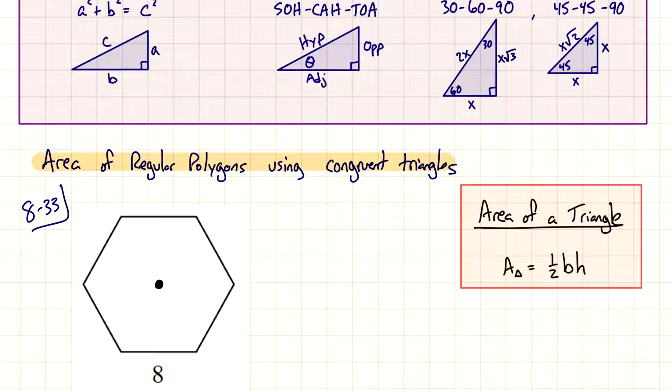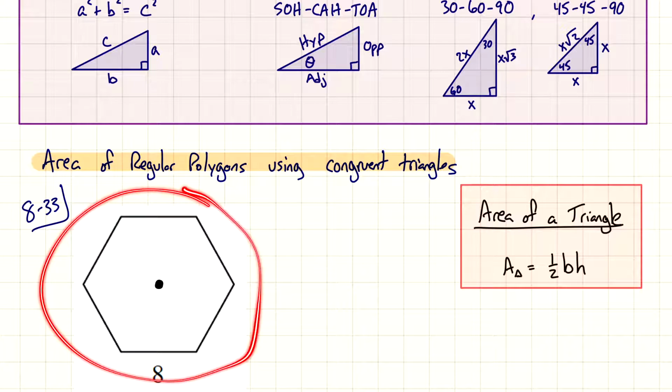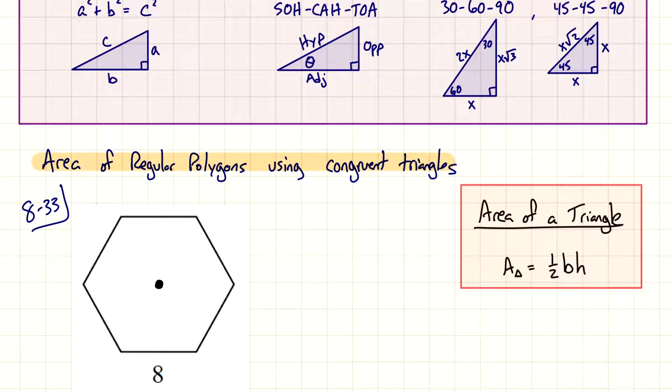If you do remember, we have formulas for a triangle and for a rectangle, and if we could just use some of those formulas, it'd be a lot easier for us. There are a couple of strategies to find the area of a shape like this, and this is a regular hexagon. I'm going to go over one strategy that we could apply to all regular polygons, which should make things a little bit easier.